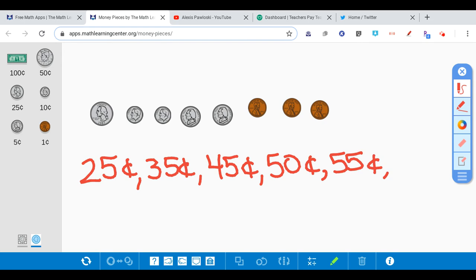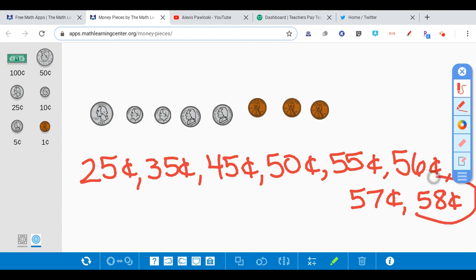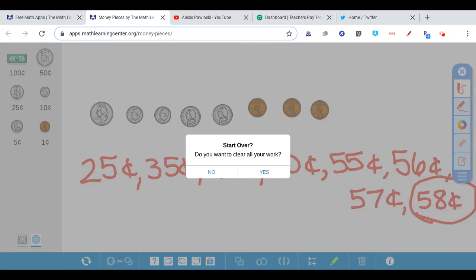So if we're at 55, I now have 56 cents. Then I would have 57 cents. And then finally, I would have 58 cents. That means that my total with the coins that are shown here would be 58 cents. Okay? So that's how you can count on. Let's look at another example.